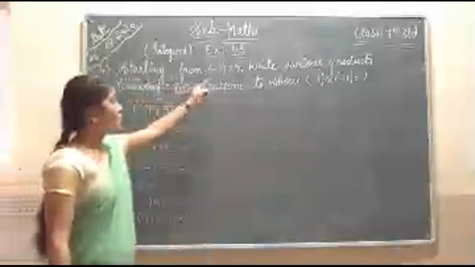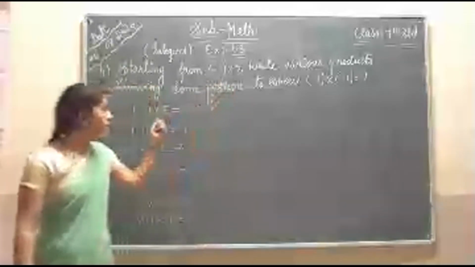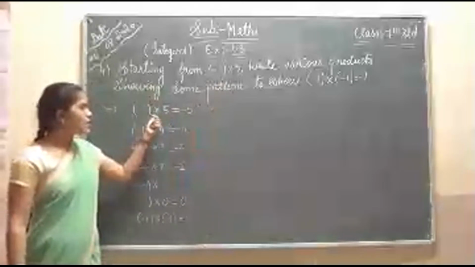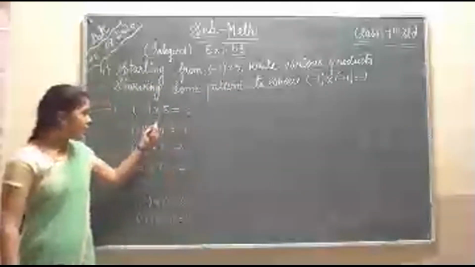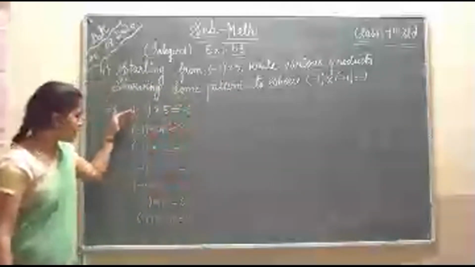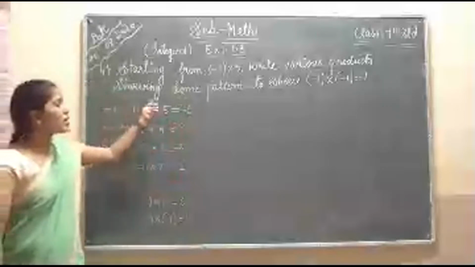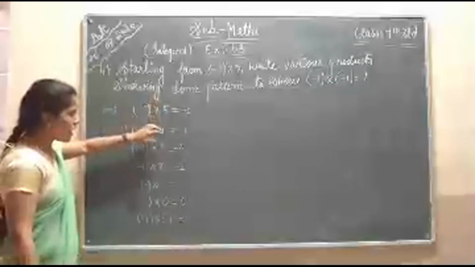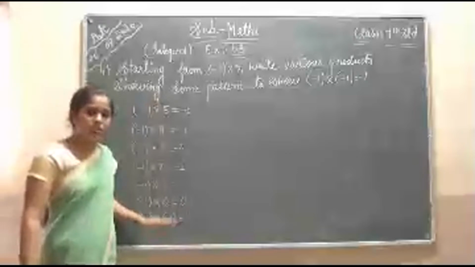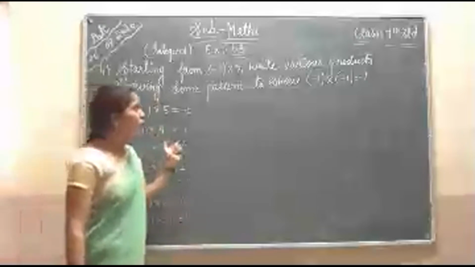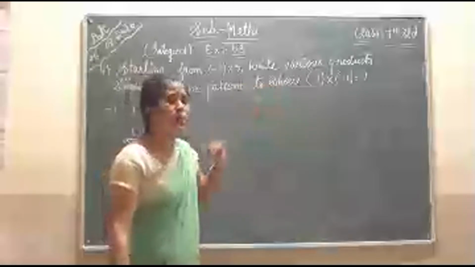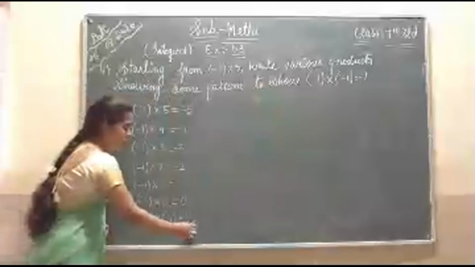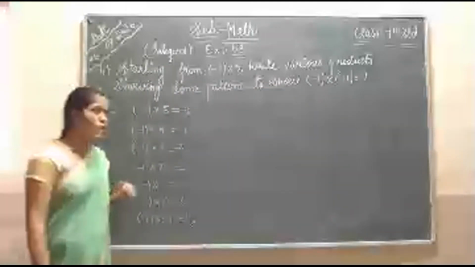See here, starting from minus 1 into 5. We are multiplying from minus 1 into 5. So minus 1 into 5 is minus 5. Next, what is various products here? There are many products, various products showing some pattern. These are pattern because here 5, after that 4, 3. The pattern is in decreasing order. So to show minus 1 into minus 1 equals to plus 1, we have proved here the answer. Okay. Understood? Hope you understood, students.